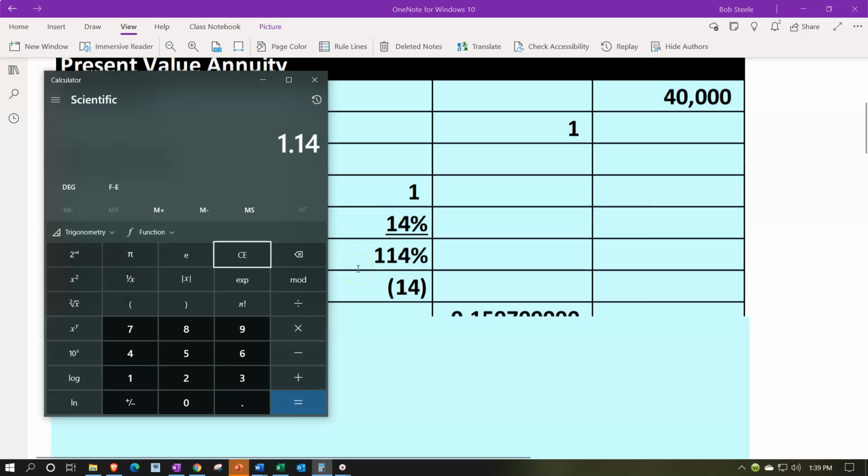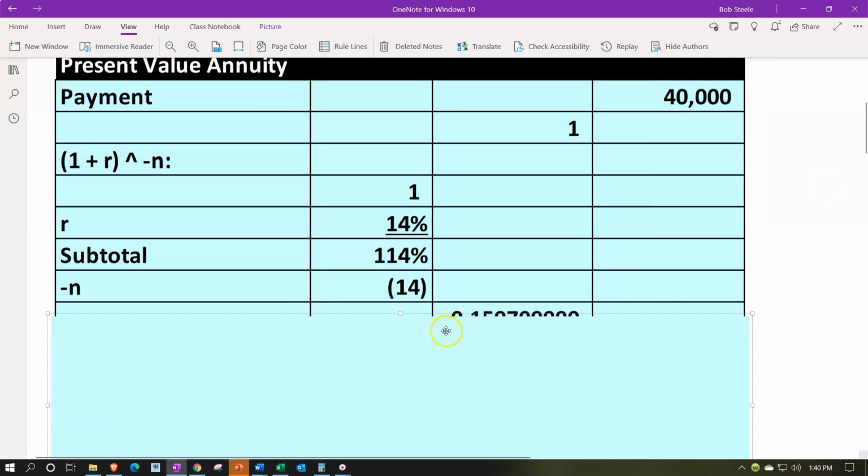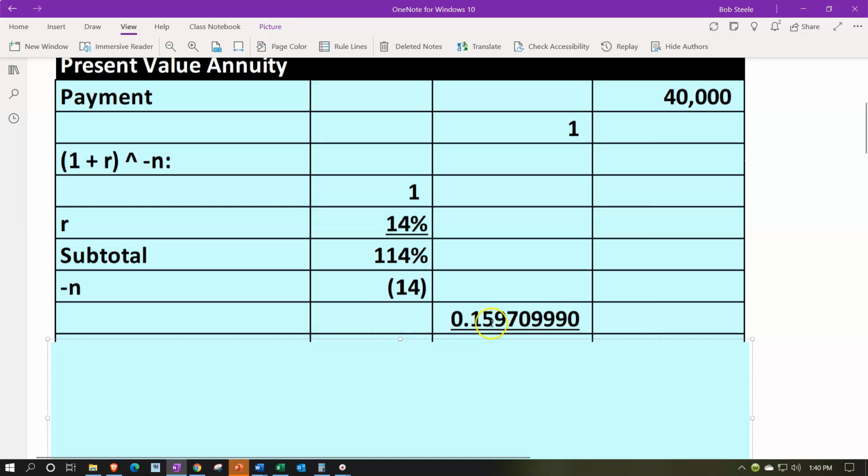So then I'm going to take this 1.14 and take it to the power of, which is the caret up top, 14, and I need to make it a negative, so I'm going to hit this little item down here to make it a negative, and then calculate that. We get about 0.159709, and so on and so forth. So there we have that.